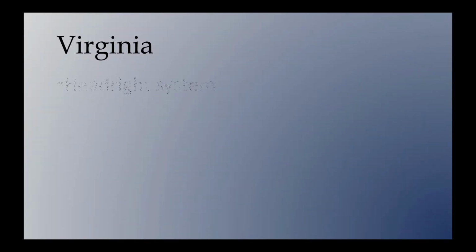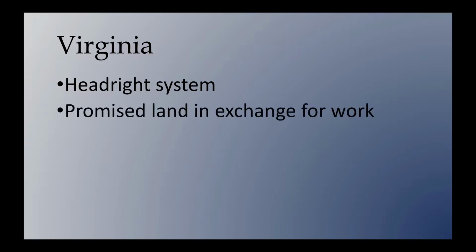The headright system rewarded the wealthy landowners by giving them 50 acres of land for each indentured servant whose passage they paid. The contract required the indentured servant to work 5 to 7 years, and in exchange, he was promised land at the end of his service.